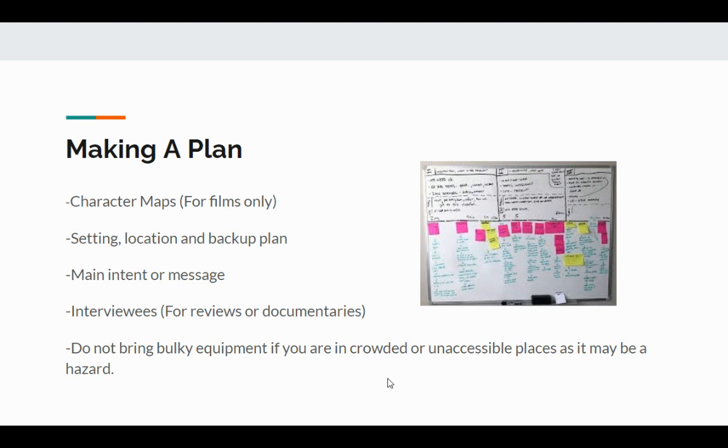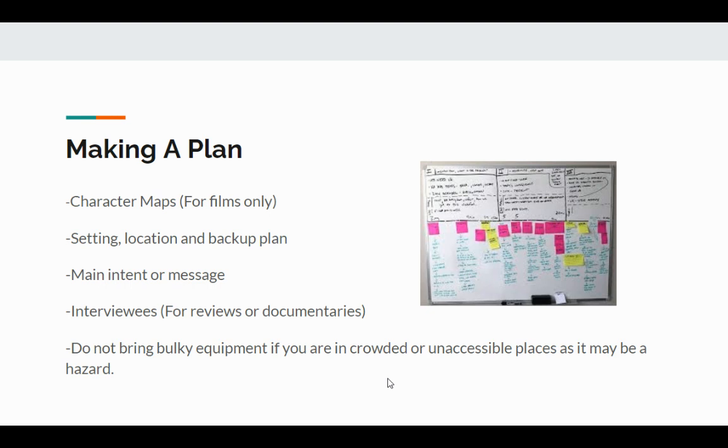Interviewees. Now, it's best to select and know what your interviewees are comfortable with sharing beforehand to avoid any awkward moments where the interviewee doesn't wish to share something and the camera just keeps on running and you don't want to film again, to cut out the point, and it will make the job much easier for the editor as well. And finally, if you're in crowded or inaccessible places, common sense, do not bring bulky equipment.